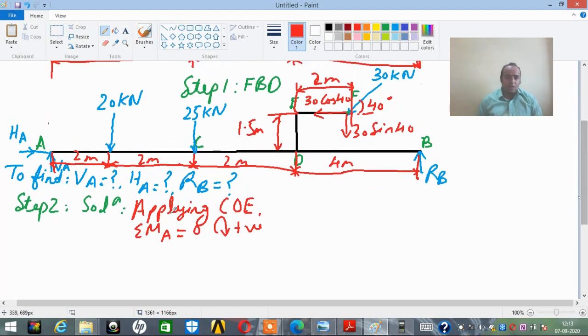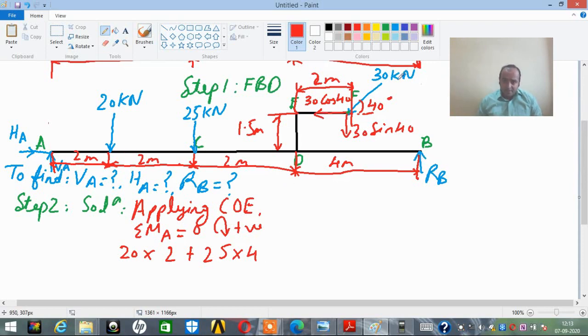So let us write down the equation, my dear friends, one by one. So it will be equal to 20 into 2 plus 25 into 4. Apart from that, let us first write this. We'll be writing this later on.